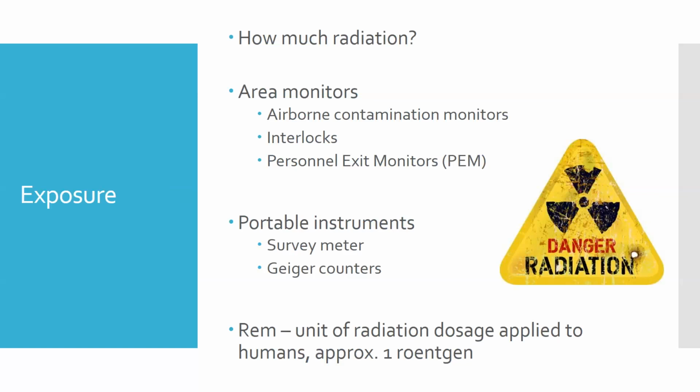Personnel exit monitors, if you're going in and out of an area, that's essentially a Geiger-type counter at a doorway or in an airlock area that's going to look at how much radiation you are now giving off as you leave an area, in case you get dust on you or other stuff like that.